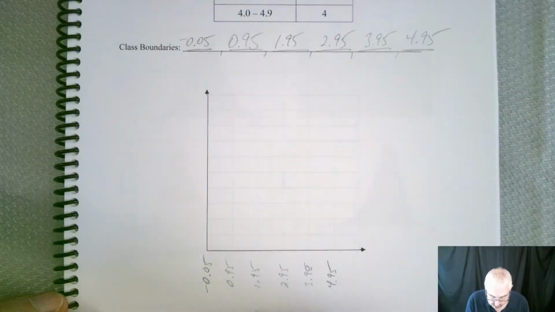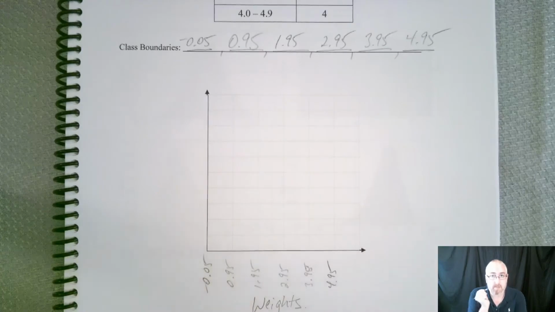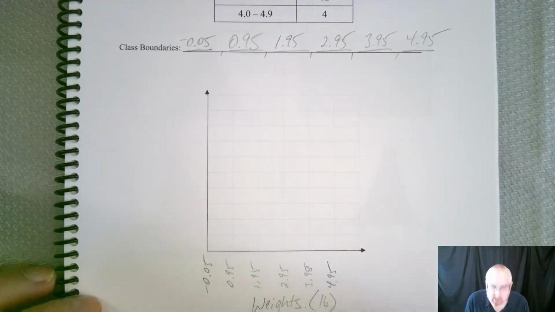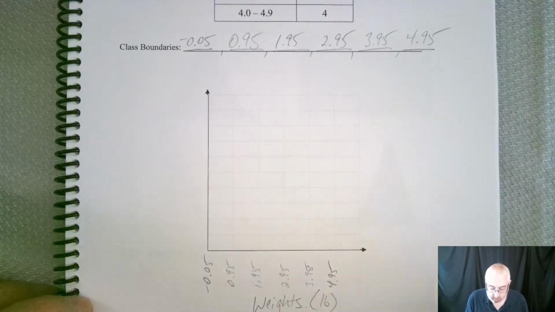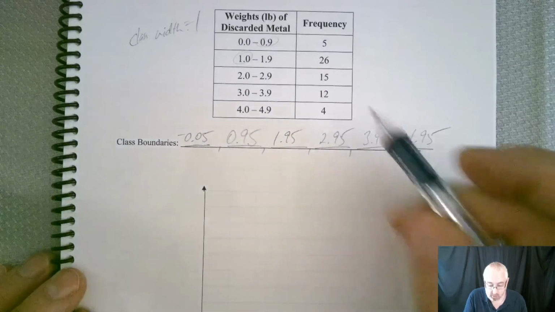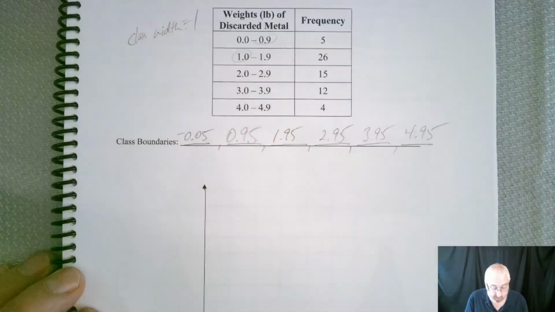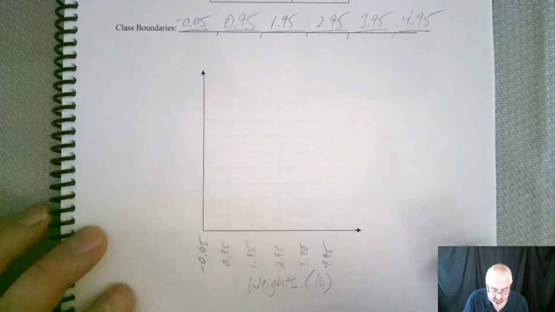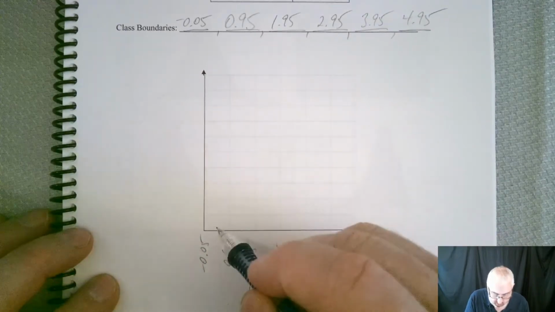And so these are going to be weights, and if you want to put pounds next to it. And then we got our frequencies now. So again, what's our highest one? 26. Now we definitely don't have 26 boxes here, so we're going to have to scale it. So how should we scale it? Let's see how many we got.